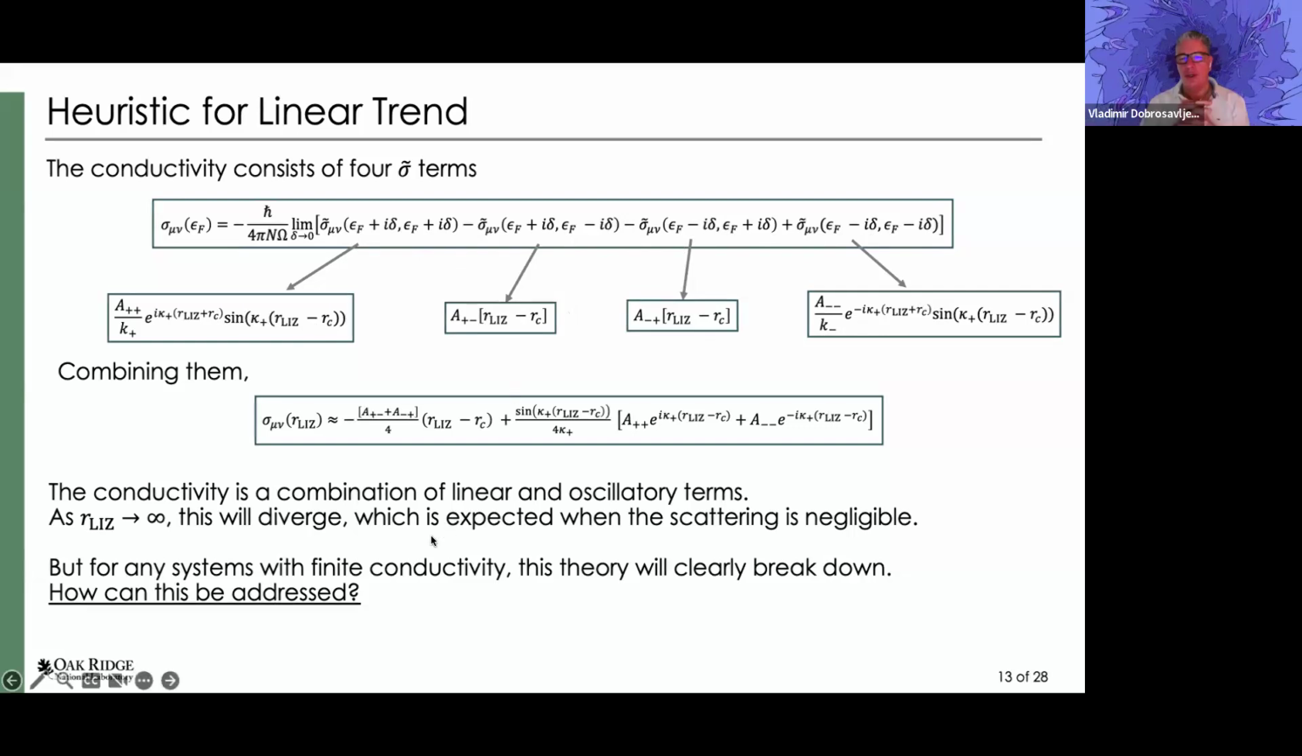Yes, you know, when you do weak localization corrections, you also have the plus minus above and below. These are the singular terms. The other ones are small. So this is very similar. Basically, this is our explanation for why you see this strong linearity in the weak elements. This also shows that if you take R_LIZ to infinity, then this conductivity will diverge, which should be the case for pure elements.